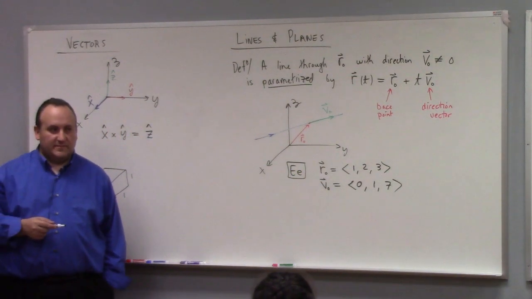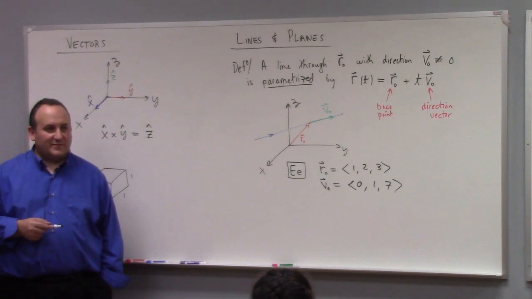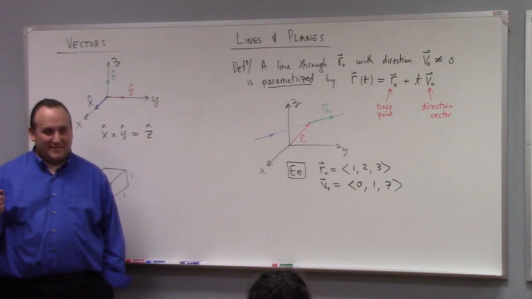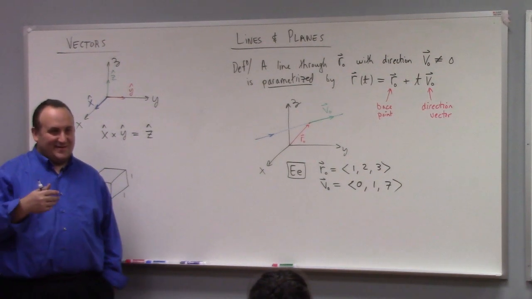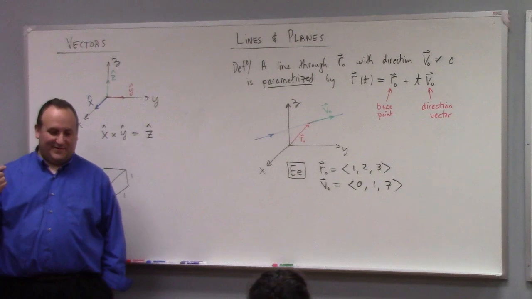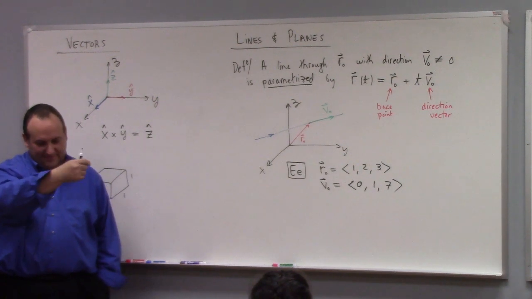That would make the problem really easy. What happens if you put the direction vector equal to 0 in this formula? What happens with R of t? Yeah, R of t is equal to R naught. That is the parameterization of a point. From t equals minus infinity to infinity, R of t equals R naught. Your parameterization just sits there. It's just that point, right?